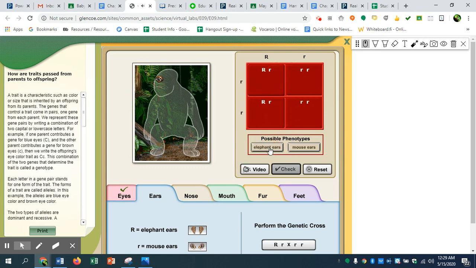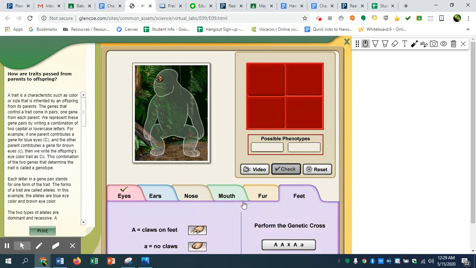And then, if there's a chance that it could have different traits, you get to pick. And you get to create whatever your monster looks like. So have fun. You go to nose, mouth, fur, and feet. Have fun with your creature.